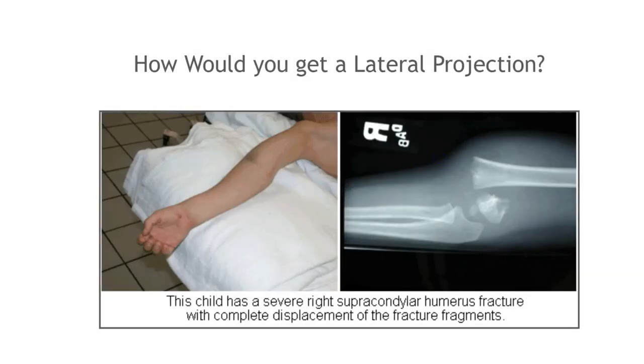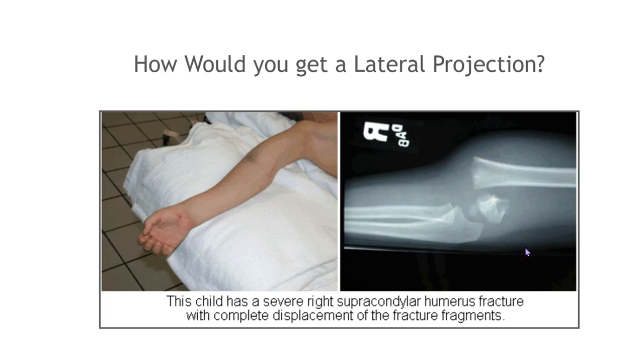Okay. Last slide, you guys. Let's think critically. Let's think outside of the box. This young person has a severe right supracondylar humerus fracture. So supra meaning above the condyle, and they actually have complete displacement of the fracture fragments. And you can see that here. The fragments are completely displaced from the humerus.